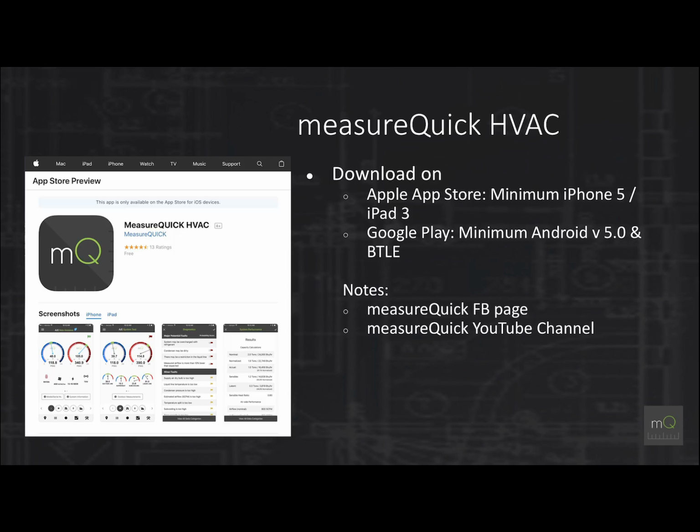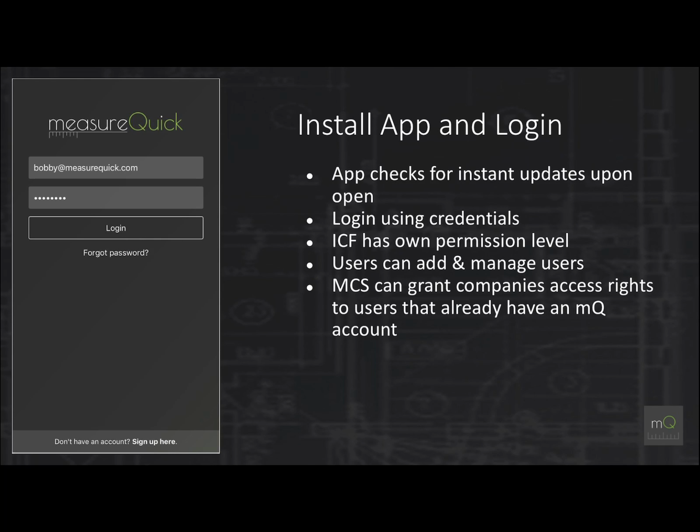If you want to download measureQuick, it's available on both Apple and Google Play, so it works on iOS and Android. We typically recommend iOS just because it's more locked down, and we see a little bit less frustration, even though it's exactly the same software running on both devices. Also, note we do have a really great Facebook page for measureQuick, and there's a lot of Facebook groups out there if you search for measureQuick that you can participate in. And obviously, we also have a really good YouTube channel that walks you through a lot of the processes and how to use them.